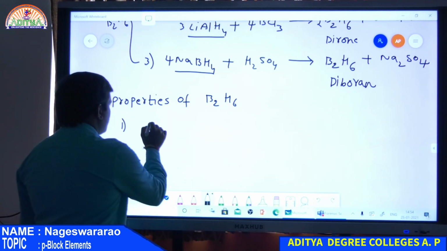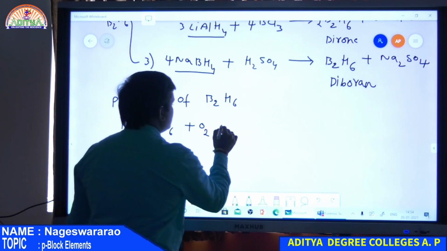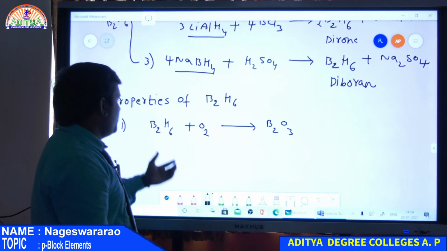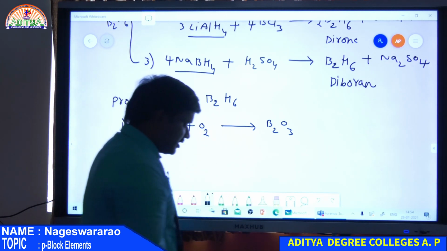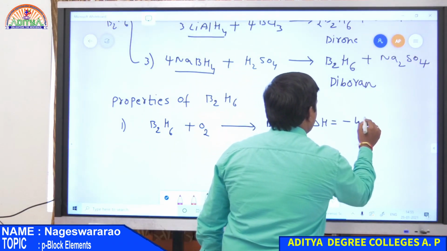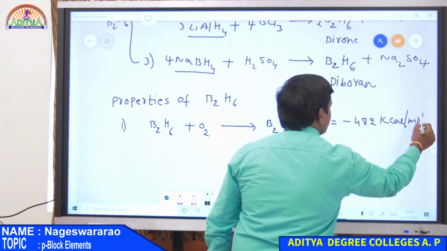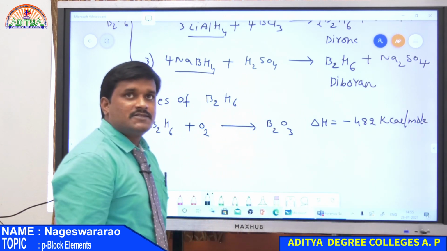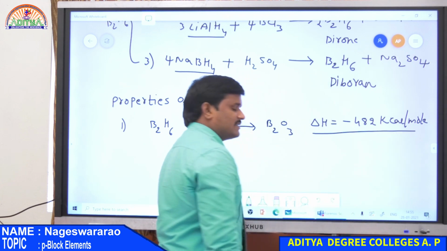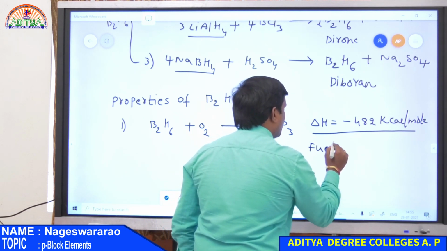whenever B2H6 is exposed to oxygen, it gives B2O3. So B2H6 plus O2 gives B2O3. This reaction is an exothermic reaction and it involves nearly 482 kilocalories. This is an exothermic reaction in which a high amount of heat energy is released. Therefore, this energy is used as a fuel for rockets.